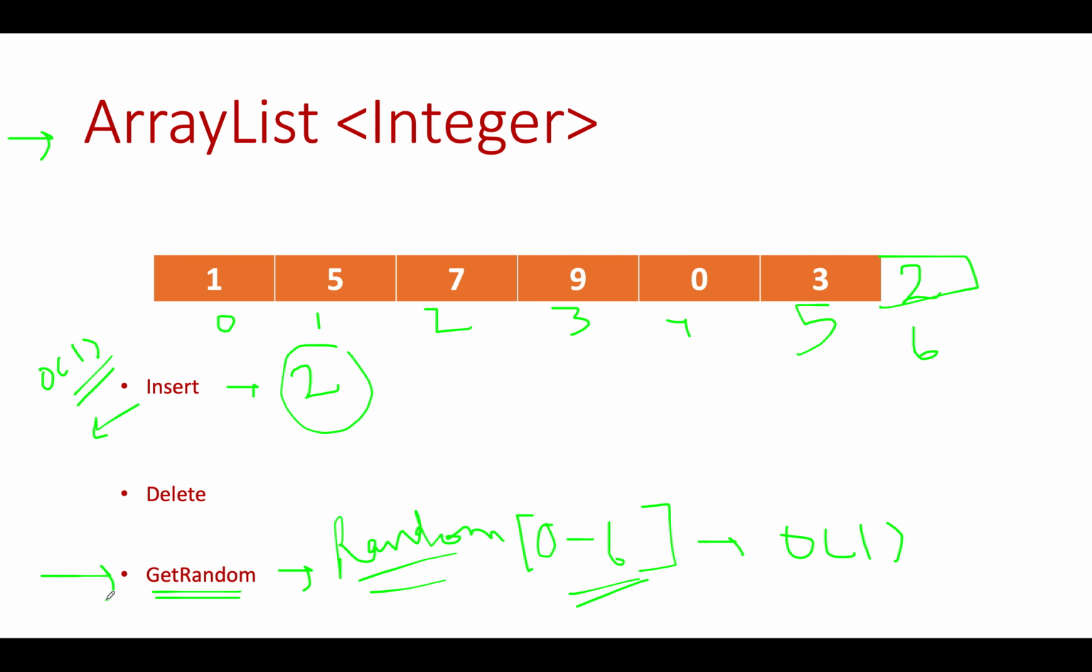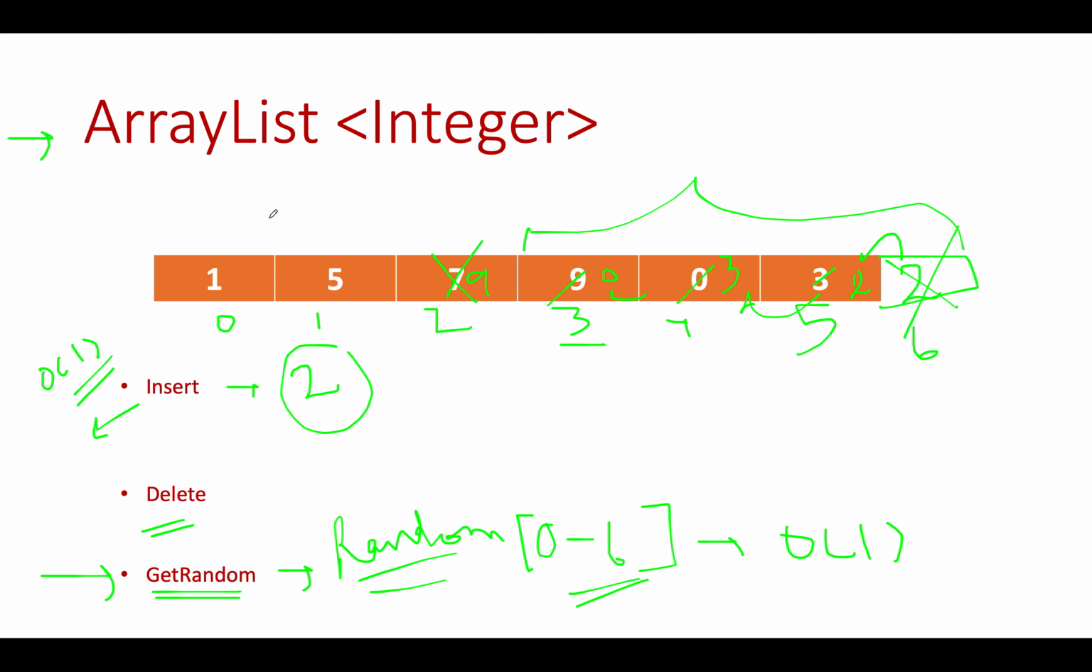Now let's talk about the interesting case. How does deletion happen in an array list? Let's hypothetically assume that we want to delete 7 from the array list. So what will array list internally do? Array list will copy all the elements from the third position up till the sixth position towards left by 1 unit. So 9 gets copied here, 0 gets copied here, 3 gets copied here, 2 gets copied here, and in the end it will delete the last terminal position.